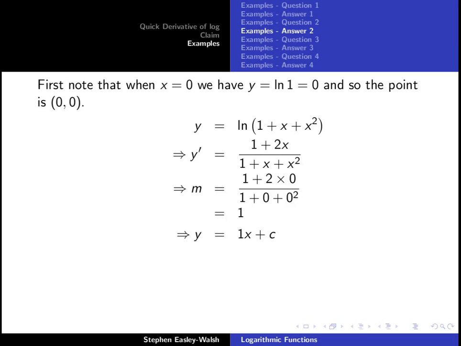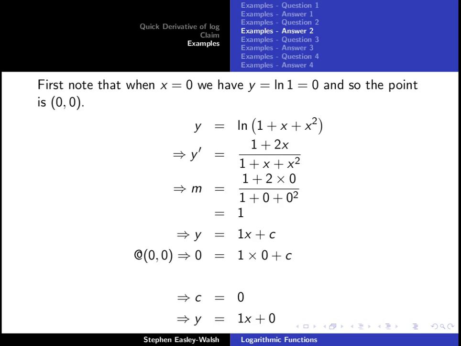So the equation of our tangent line will be of the form y equals mx plus c. Substituting in the point (0, 0) to find c, we conclude that c must be 0, and hence the equation of the tangent is y equals 0.